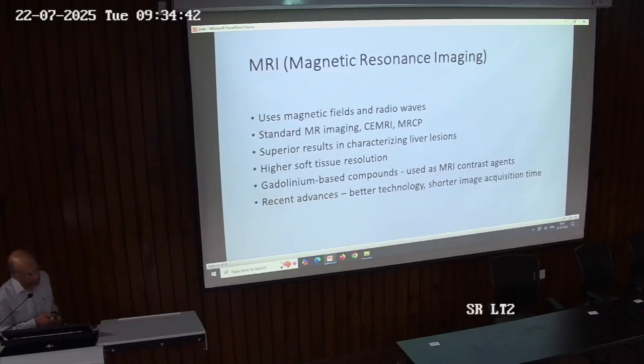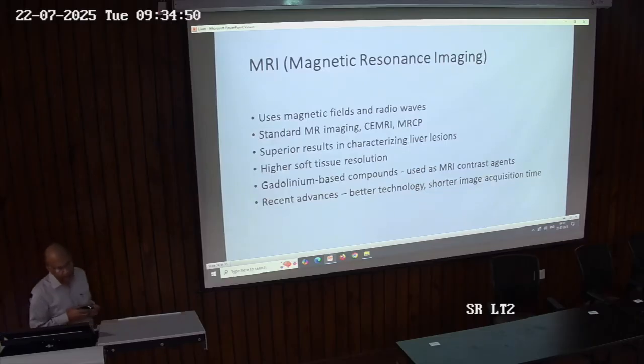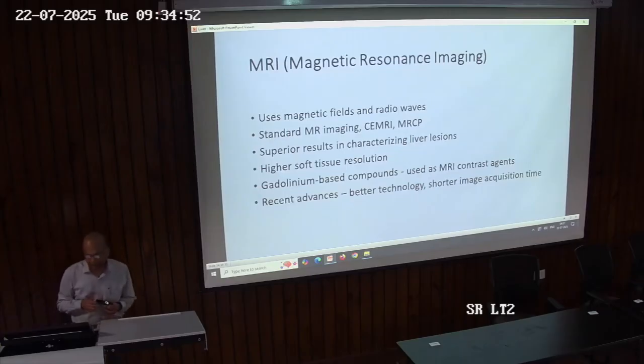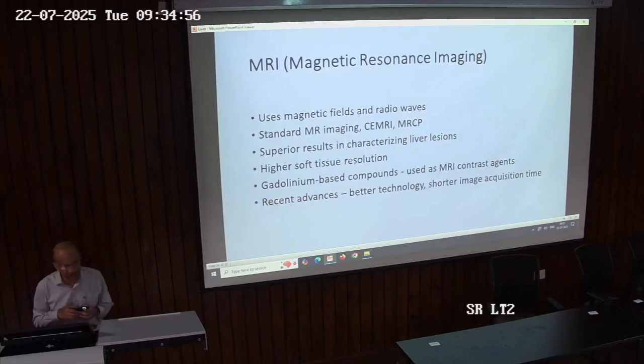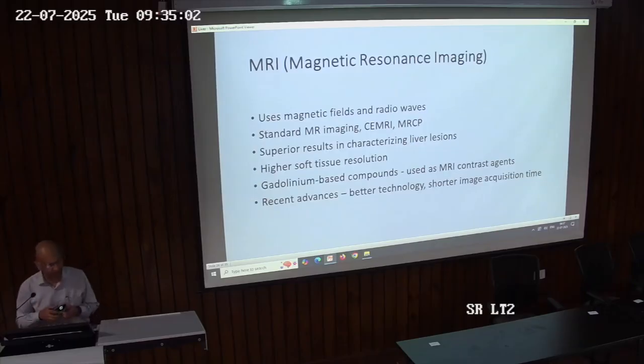If required, contrast can be used, which is gadolinium based. What are the problems with MRI? I'm sure you must have had some exposure to MRI, some relative, some friend must have undergone an MRI. So what are the problems? More expensive, less easily available, but even more important than these two.